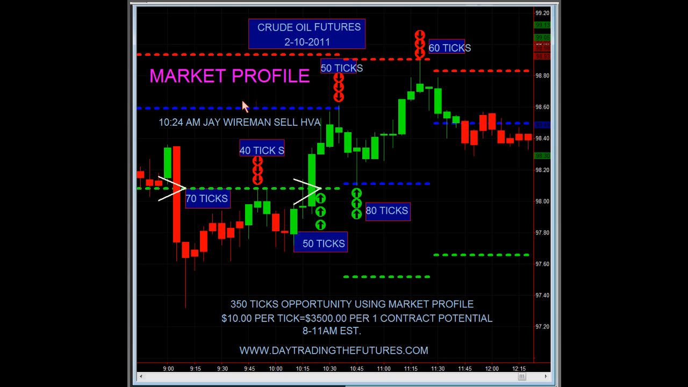In other words, it gives them high probability areas where the institutional order flow is. The key for you as a trader is this: you must trade around institutional order flow. The fact is 90% lose in this. As far as futures or stocks, it really doesn't matter. It's the same old story. 90% lose, 10% win. How can you be part of the 10%?